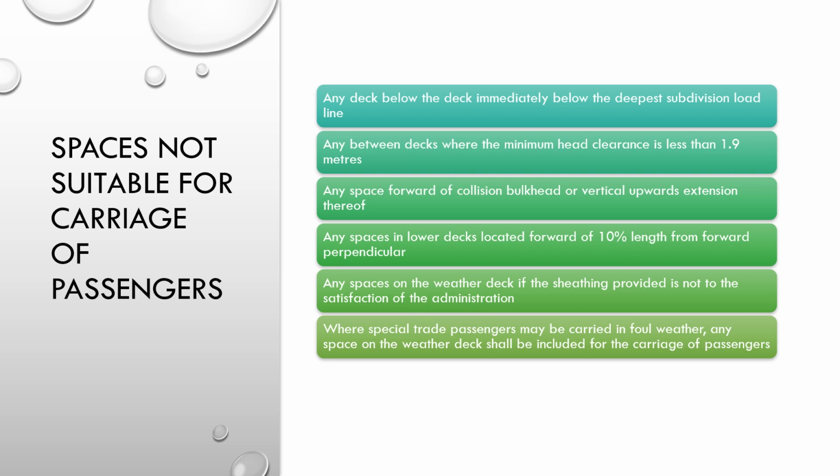any spaces on the weather deck if the sheathing provided is not to the satisfaction of the administration, in this case the flag state, and finally where special trade passengers may be carried in foul weather, any space on the weather deck shall be included for the carriage of passengers. So you can see these are the spaces listed which are not suitable for the carriage of passengers. Other than that, there are subdivisions of course on the ship where you may carry passengers and/or cargo as well.